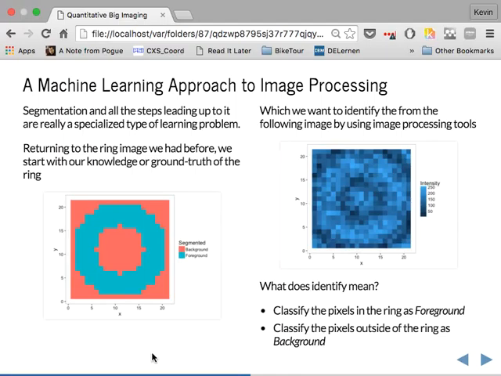And so now what we want to do is identify from the image which pixels belong to the foreground and which pixels belong to the background. And so we've defined the ground truth here, where we say the ring is the foreground, and that's light blue, and the background is pink. And so we want to classify this image based on the values that we have inside there into this foreground and background approach.